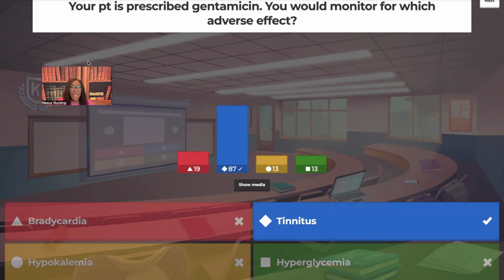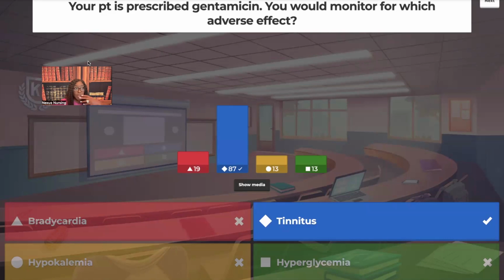Now, when we're talking about adverse effect, correct, tinnitus. It can cause damage to the ear, decreased hearing. Tinnitus is actually ringing of the ears. So the patient may have ringing of the ears, but this class of drugs can cause ototoxicity, which is damage to the ear. It can also cause nephrotoxicity, damage to the kidneys.